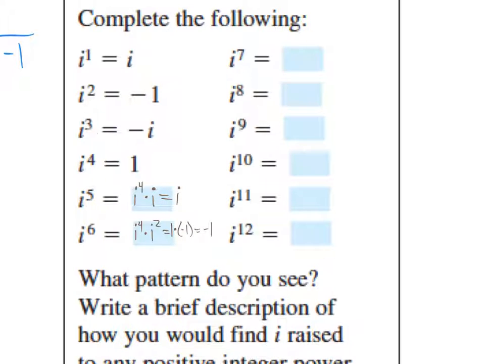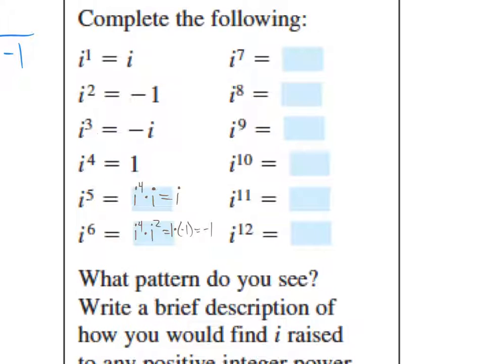So if it's i to a really big power, and that power is a direct multiple of 4, it would always be 1.